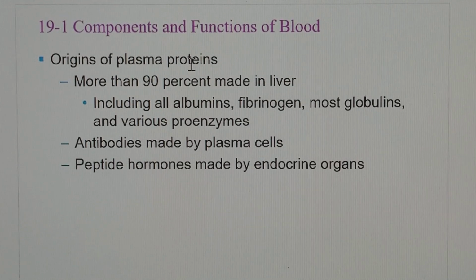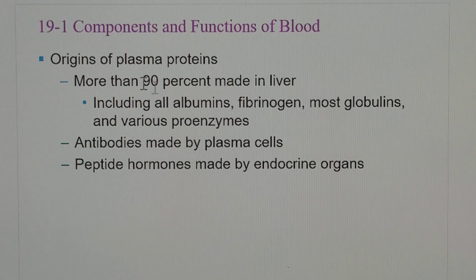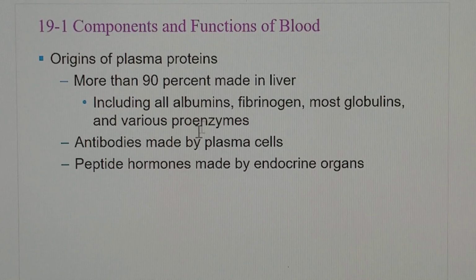Discussing origins of plasma proteins, more than 90% are made in the liver, including all the albumins, fibrinogen, globulins, and various proenzymes. Antibodies are made by plasma cells. Peptide hormones are made by endocrine organs.